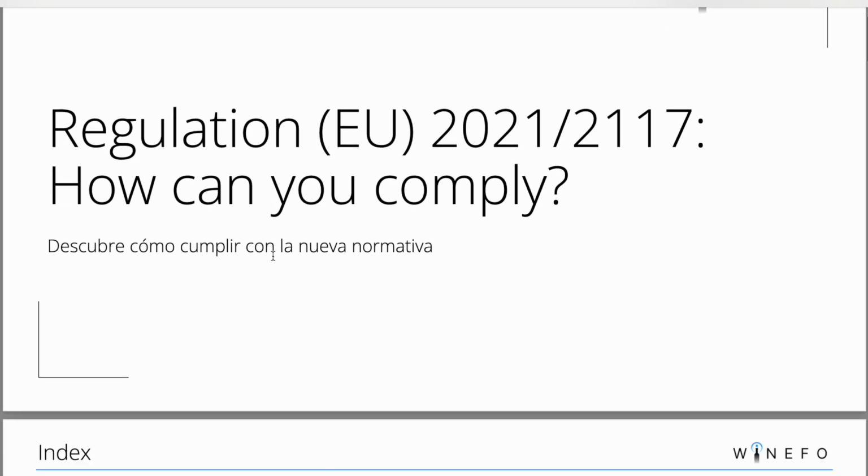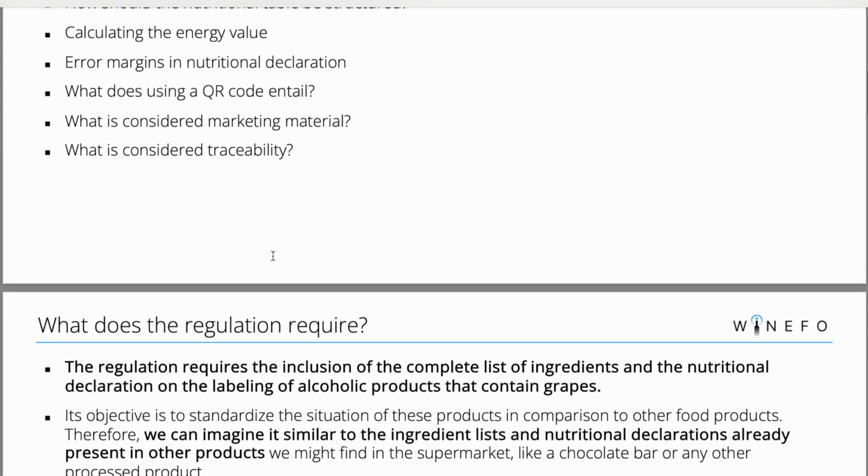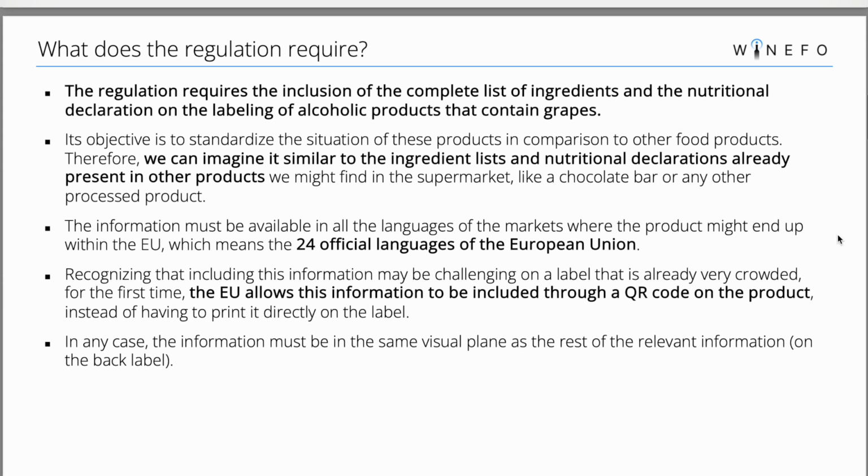So yeah, basically going straight to it, what does the regulation require? In principle, the regulation requires, on the one hand, the introduction of a complete list of ingredients on the labeling of the wine, right? So when we talk of ingredients, it's everything that's contained in the final product. The second part to it is we need to add the nutritional declaration, right? So this is basically a table with all the nutritional facts.